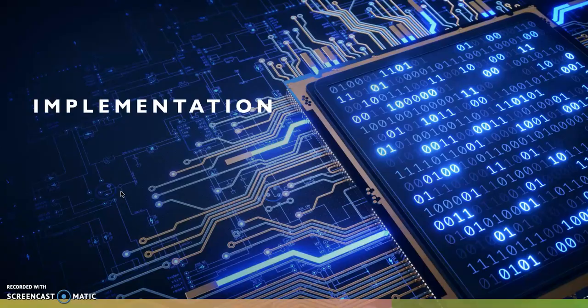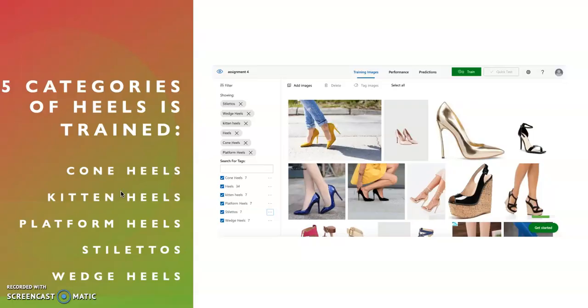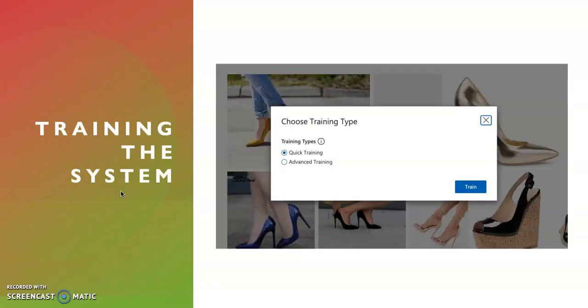So how have we implemented this? To understand the implementation, first of all, we took 5 categories of heels. The first is cone heels, then kitten heels, third is platform heels, then stilettos, and the last one is wedge heels. Here you can see in the screenshot that we have trained the dataset, and we have uploaded 7 heels per category. Then for training we used the quick training option and trained our system.